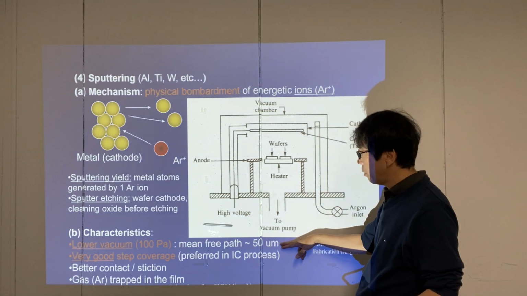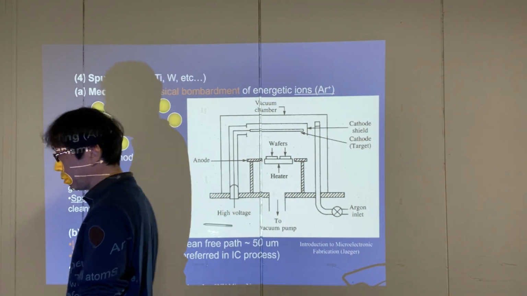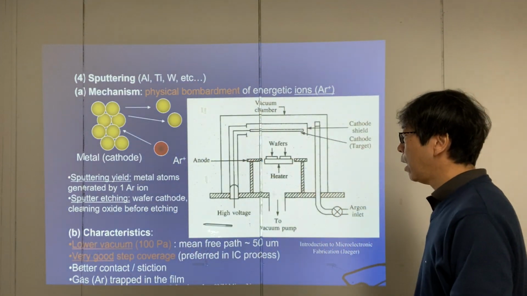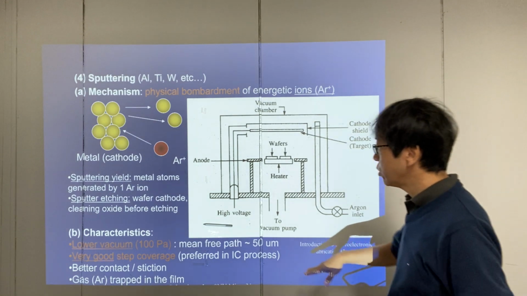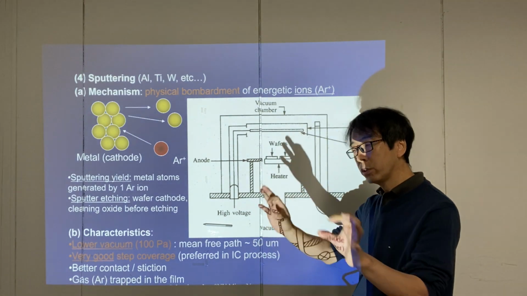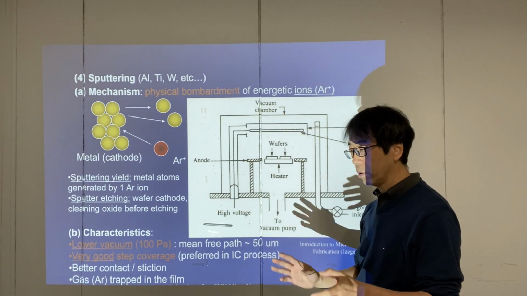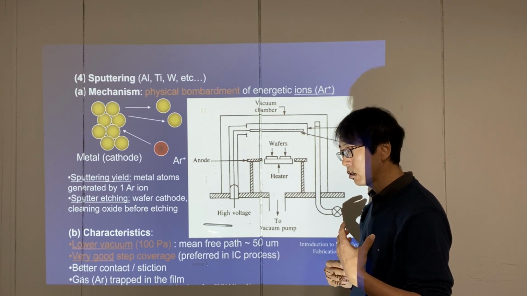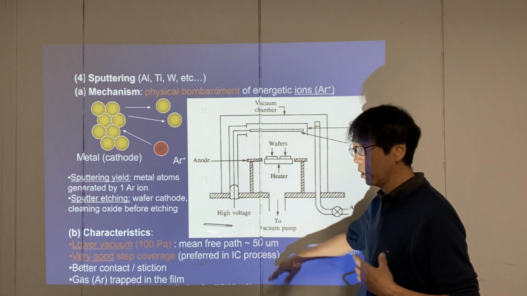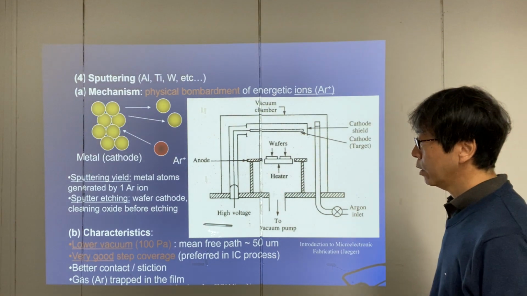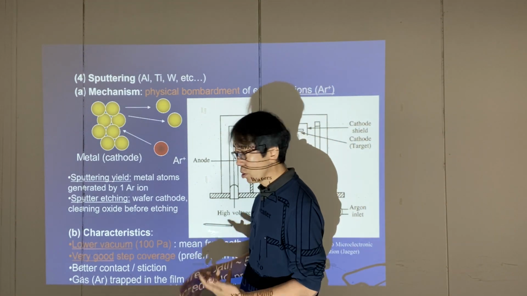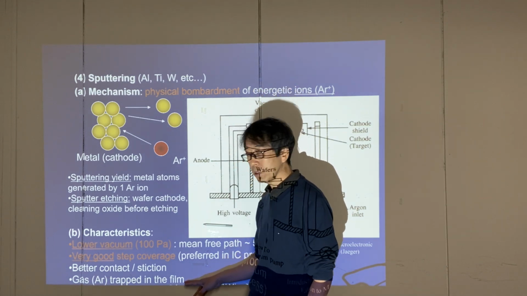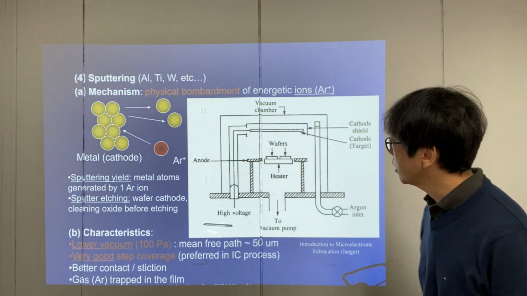So the mean free path will be about 50 microns. So it's really a cloud, not the straight path of these metal atoms. So step coverage is good. Sometimes you want to have very good step coverage. We'll talk about this, depending upon your goals. We can use either electron beam evaporation or the sputtering process. And you can maintain better contact, and the adhesion is better. Argon gas is trapped. Well, this is sometimes good, the other times bad. Why? We'll talk about it.